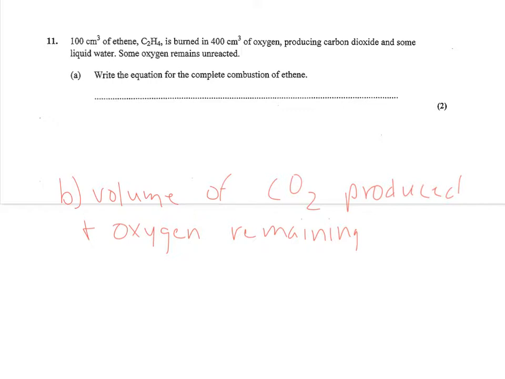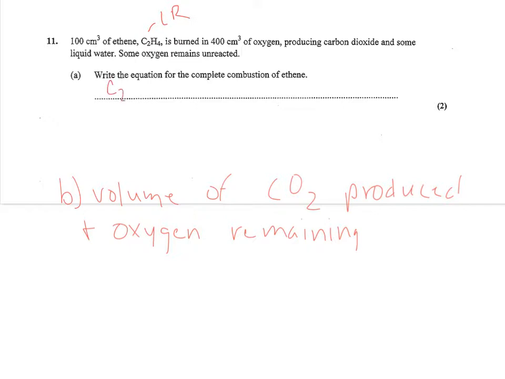But you're told 100 centimeters cubed of ethene, C2H4, is burned in 400 centimeters cubed of oxygen, producing carbon dioxide and some liquid water. Some oxygen remains unreacted. So that's your hint that your limiting reactant is your C2H4. So write the equation for the complete combustion of ethene.